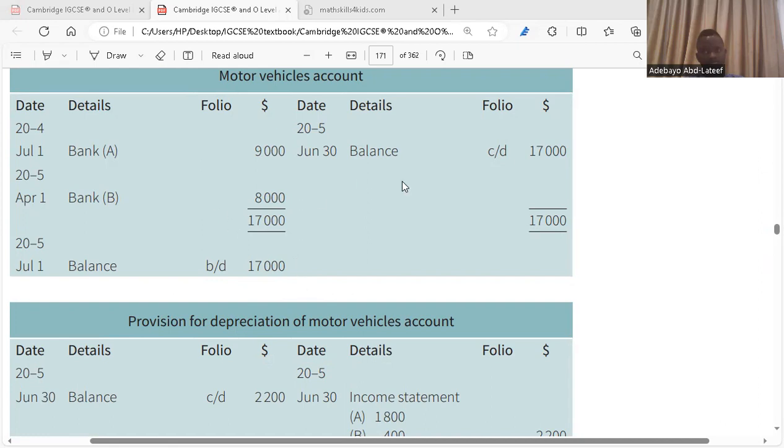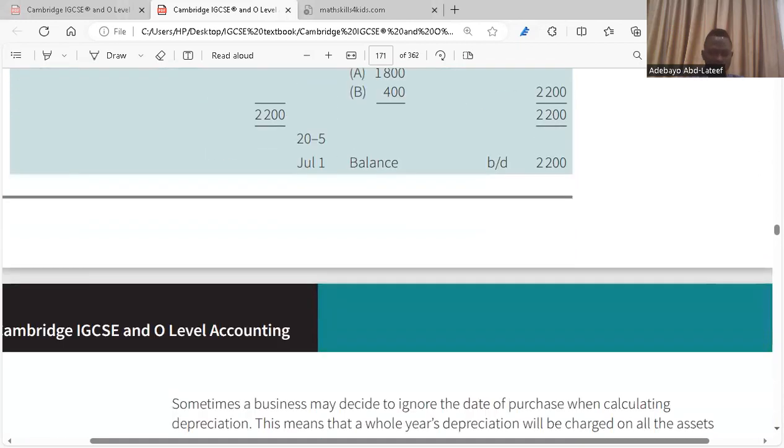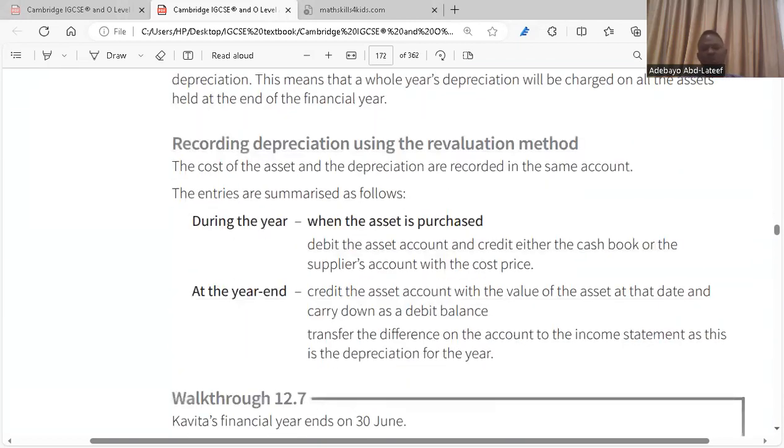So for recording depreciation using the revaluation method, we talked about it. You have the value of your assets, then the estimated value the asset will be after some years, after 4 years or so. That's what you take away from each other.